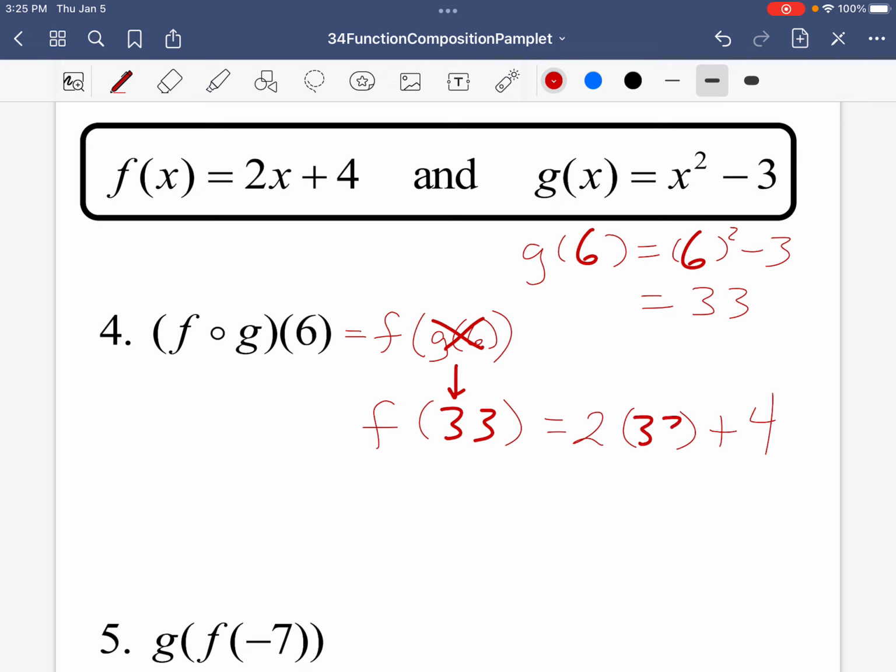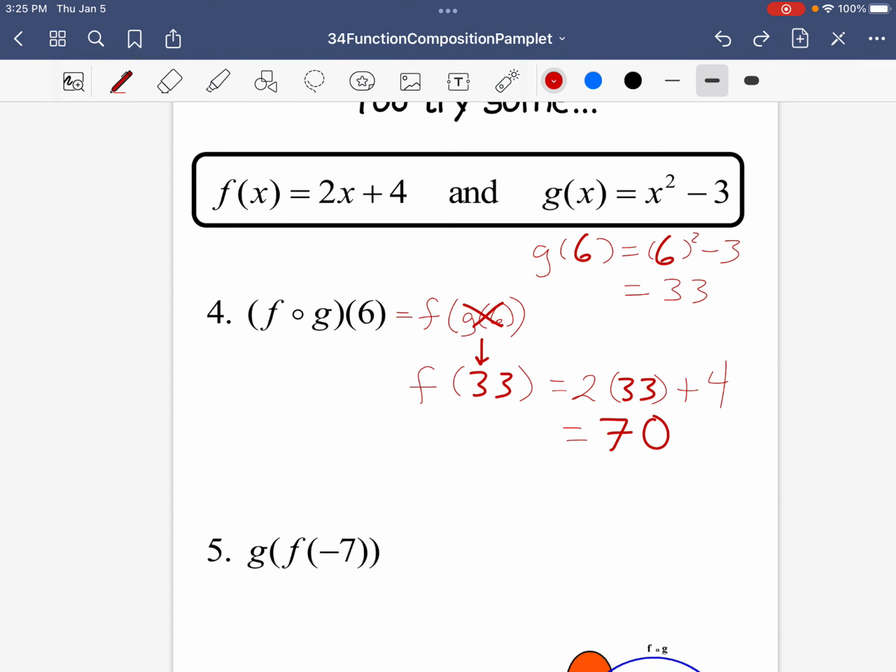The f function says to take 2 times whatever you're plugging in, add 4. 66 plus 4 is 70. Make sure you understand that 70 is your final answer. It's the value of f of g of 6.